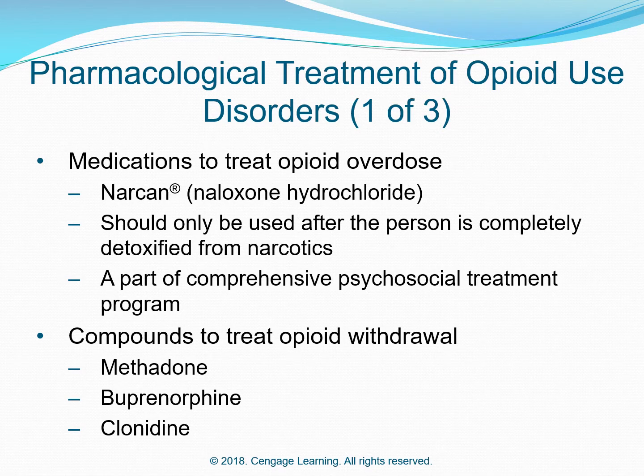Pharmacological treatment for opioid use disorders, 1 of 3. Medications to treat opioid overdose: Narcan. Naltrexone should only be used after the person is completely detoxified from narcotics, as part of a comprehensive psychosocial treatment program. Compounds that treat opioid withdrawal: methadone, buprenorphine, and clonidine.